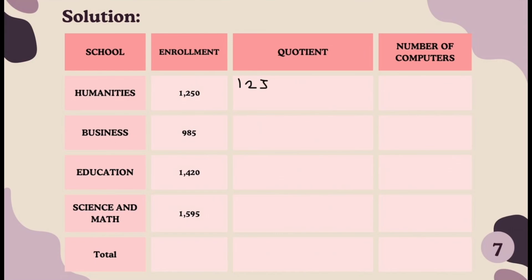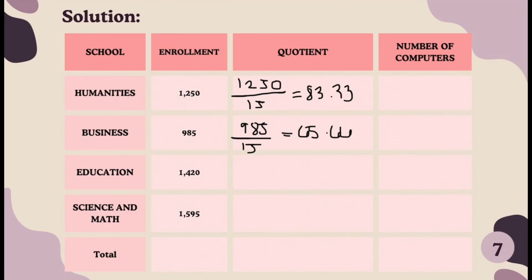So for this, 1,250 divided by 15 is equal to 83.33. The same method is applied to the remaining schools, which are business, education, and science and math.